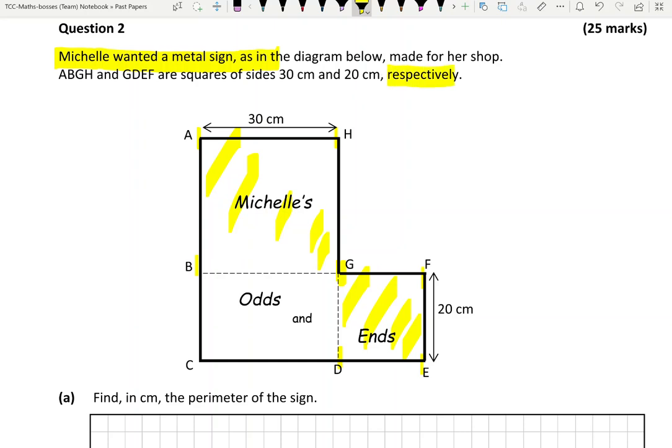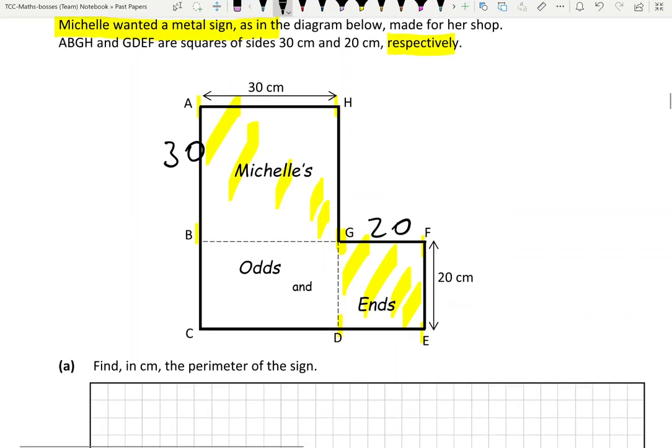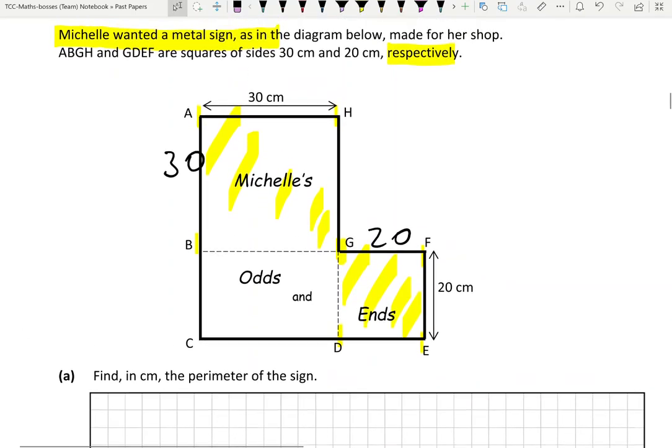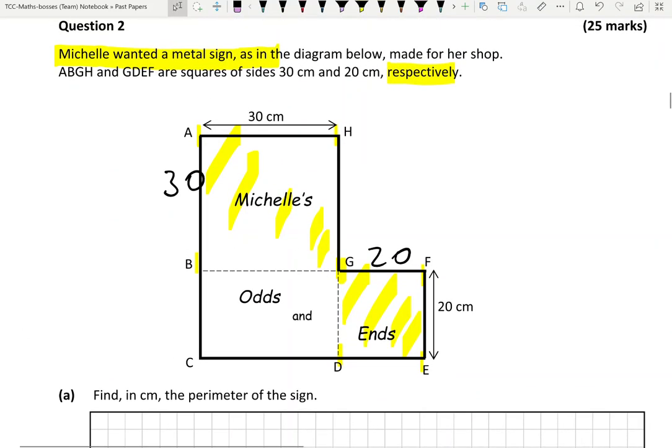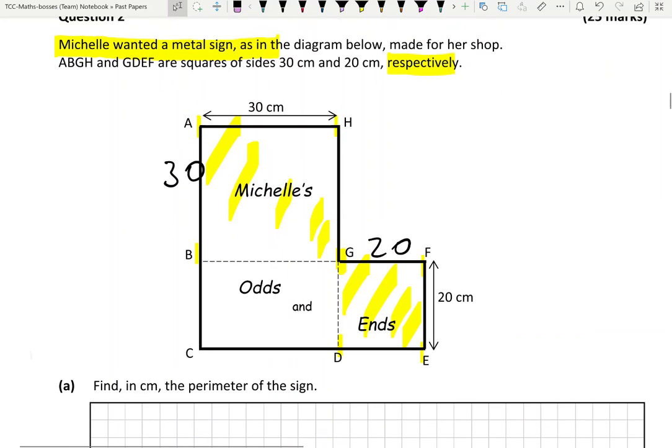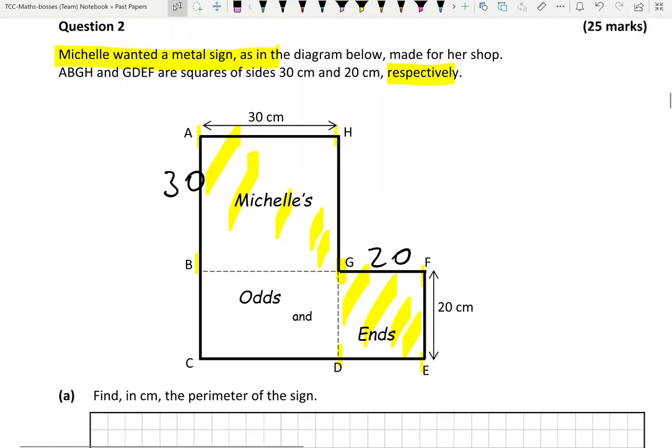Now this word respectively just means that it has put a list that this one is 30 by 30 and this one here is 20 by 20. Okay, that is the given situation. So to understand the problem is to understand the situation to begin with, and then also to understand the questions. So we move on to the first question now.